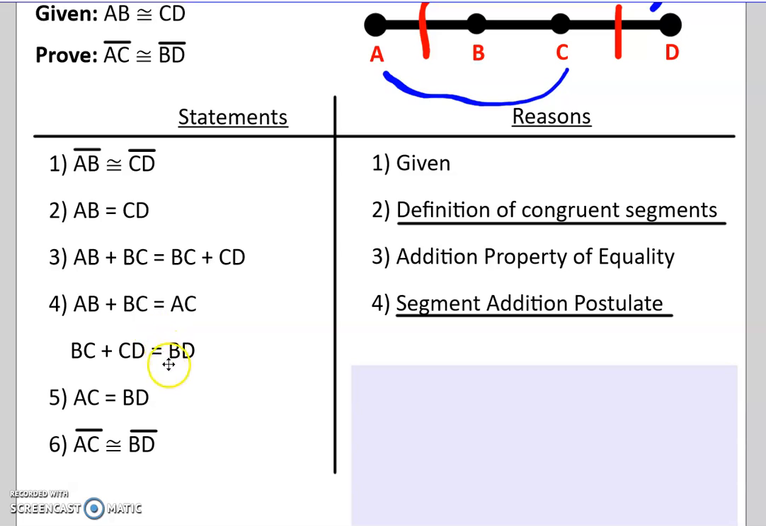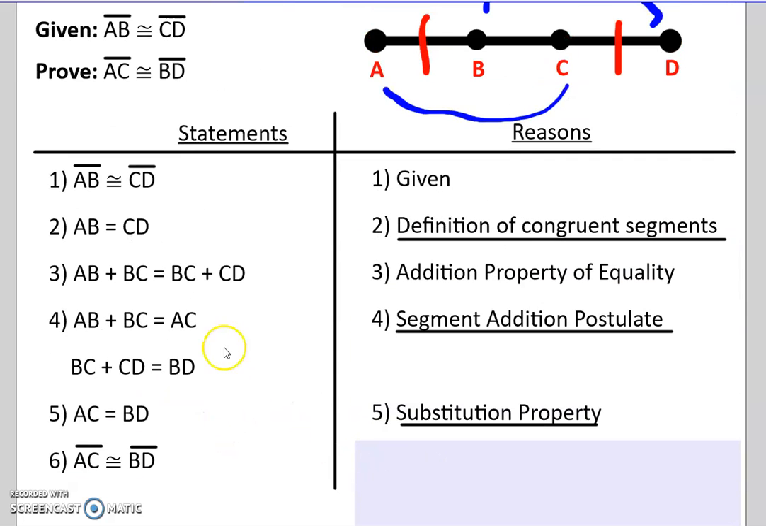Okay, and then what did they do, right? We're just breaking down each step by step. First I had the two segments adding to each other equals the other two segments adding to each other, equals, add them together to give me the total segment. Oh, look at that. There's the substitution property, right? They just substituted AC and BD into my step 3.